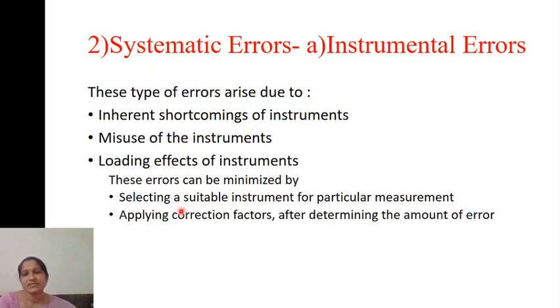Also, you can apply correction factors after determining the amount of error. That means if you first determine the correction error and find how much difference there is, and then use that instrument wherever you want and add or subtract that error, you will get the correct reading. This is called applying correction factors after determining the amount of error.